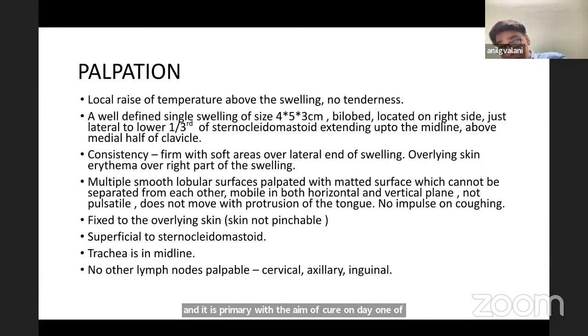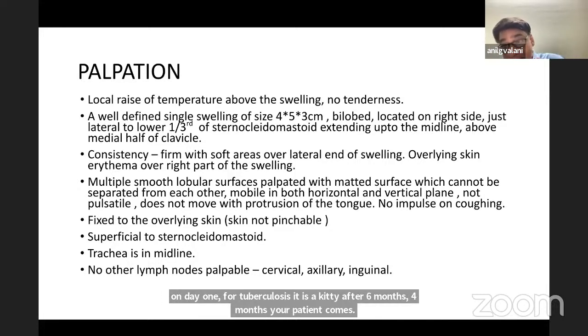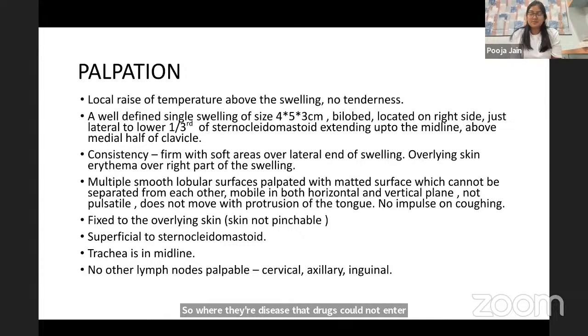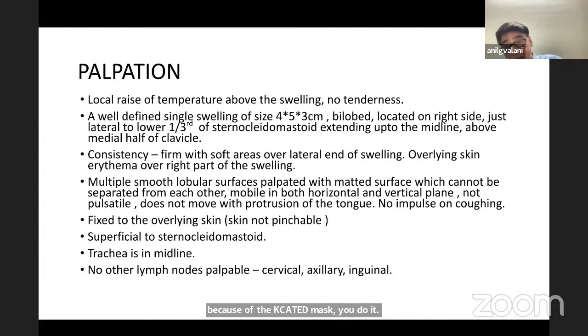After 6 months, 4 months, your patient comes. Now, what you have done is a conservative lymph node dissection. And that lymph node dissection is only of the place which is offending. Did you remove the full chain? No, it's not required because the other lymph nodes have come under control. So where the disease, the drugs could not enter because of the caseated mass, you do it. Did you get the answer? So one is medical; second, it is done at primary, but tuberculosis is done later on after the AKT and it is conservative.